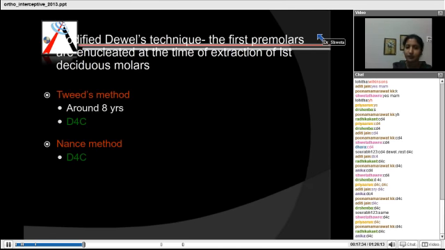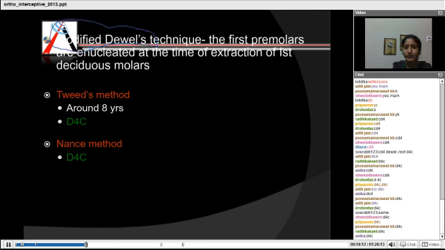But Tweed and Nance have given a different order, D4C. They want to retain the primary canine. Why? One is because they do not want to lose the arch length in the anterior region. Secondly, they do not want early eruption of the permanent canines. They want to delay the eruption of permanent canines as much as they can. So they keep the primary canine in that place only. Later on, after D and 4 have been extracted, they extract C.